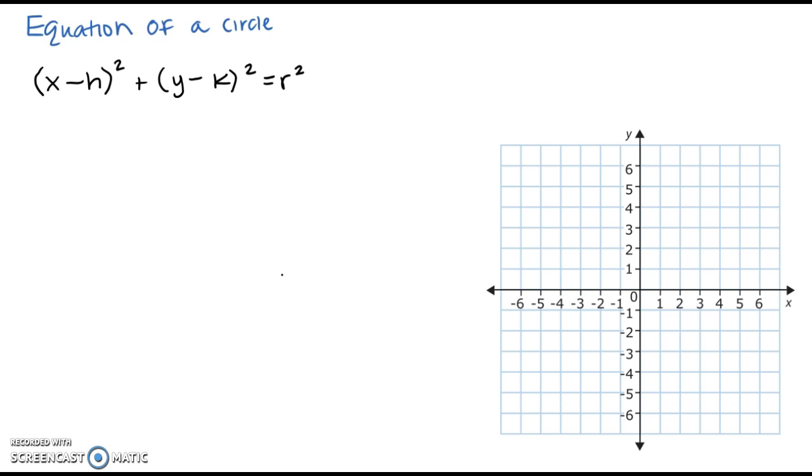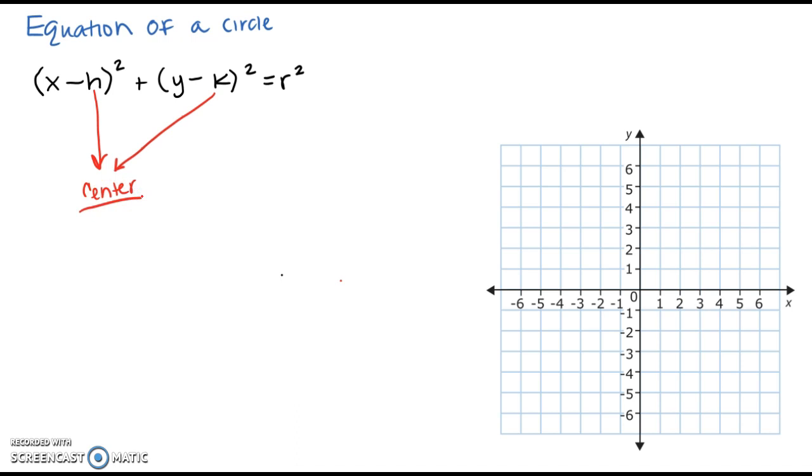This is the general form for the equation of a circle. Very similar to what y equals mx plus b is for a line. But you have to know what each individual part means. So the h and the k represent the center of your circle.